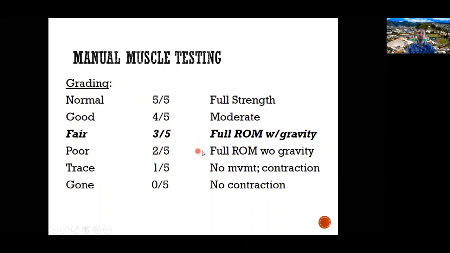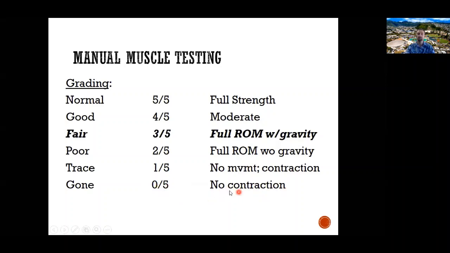So poor would mean full range of motion without gravity. So instead of seated doing elbow flexion, if they laid on their side and now they're doing elbow flexion, you've removed gravity, right? If they can do full range of motion without gravity, 2 out of 5. If the muscle can develop tension but they can't make it move, 1 out of 5. And if there is no contraction, 0.